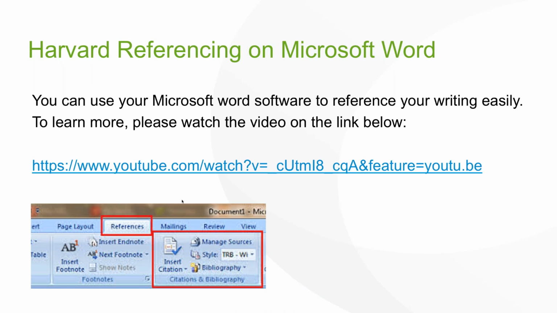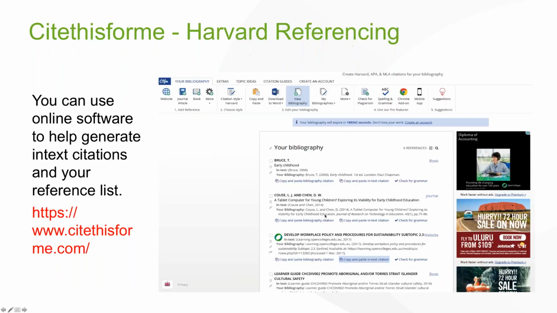Now, Harvard referencing you can use in Microsoft Word. There is software available to assist with referencing and making life easier for you. So Microsoft Office software can be used to reference your writing. And to learn more, I would suggest you check out this YouTube channel here. But you can go into your Microsoft Word and click on Insert a Citation, and it will help you do that.